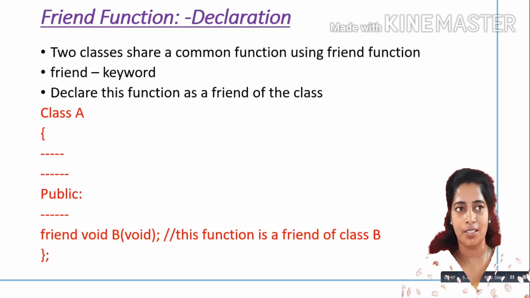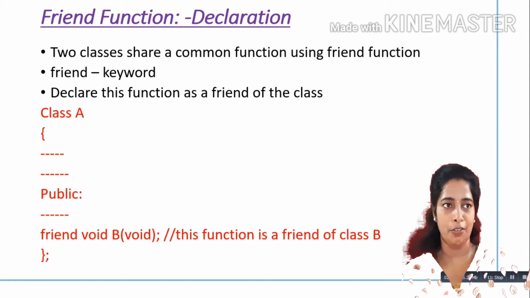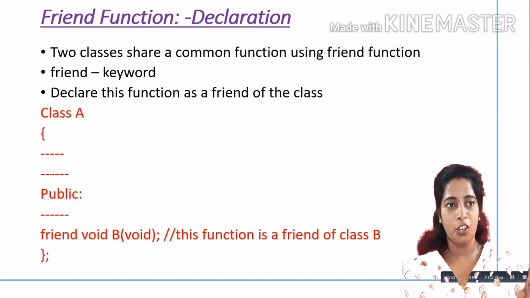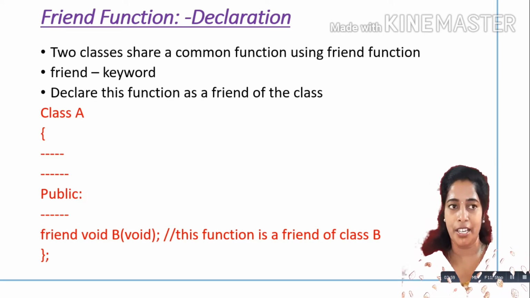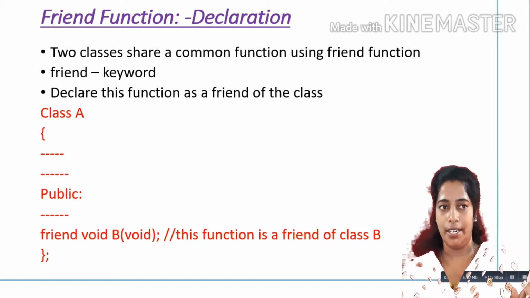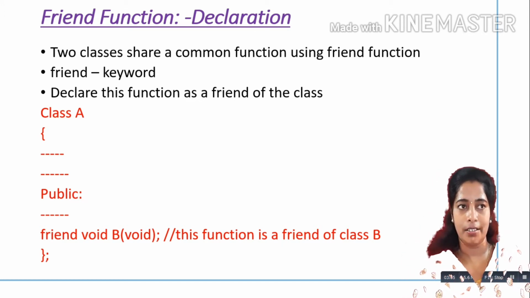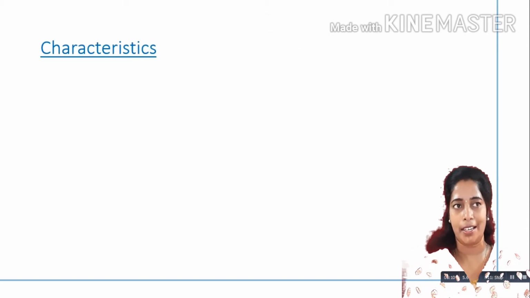So we have class A. Under that we have private members, which I have not listed. Under public you have the function. Here, friend void B: B is the function name, and we have to declare the class inside. So this is the syntax for the friend function, and it has some characteristics.